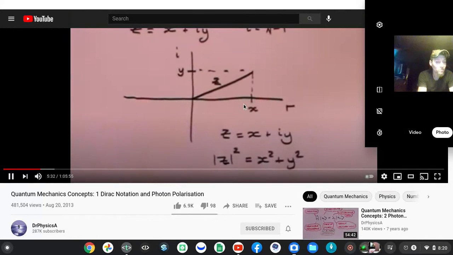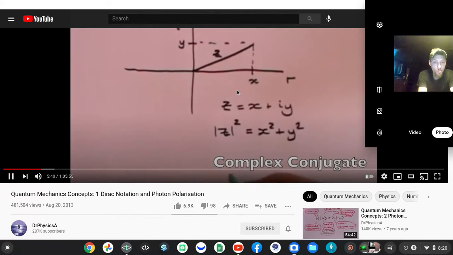plus the imaginary part, simply given by Pythagoras. Now I mentioned a thing called the complex conjugate.